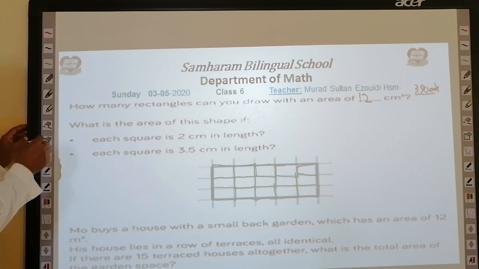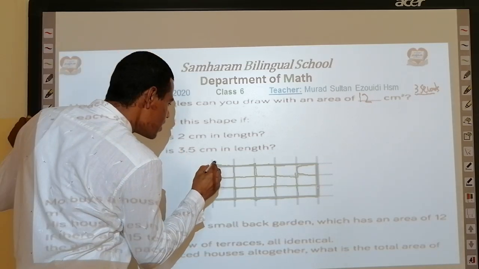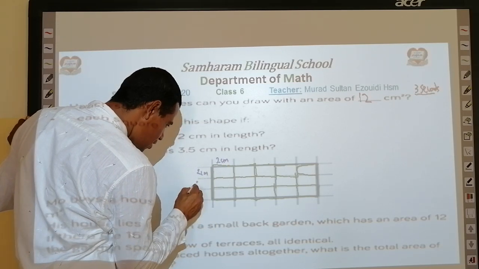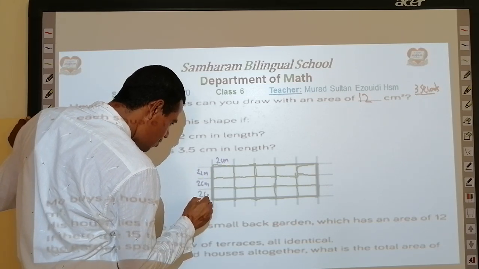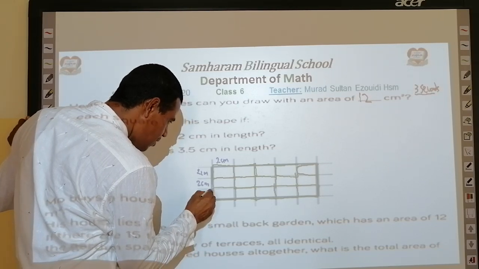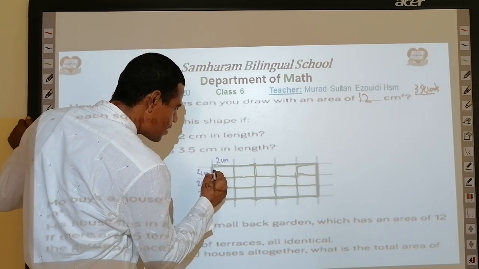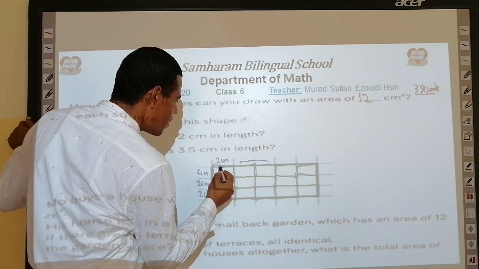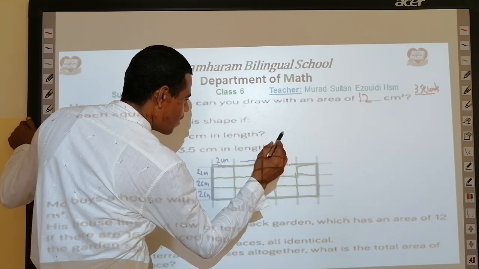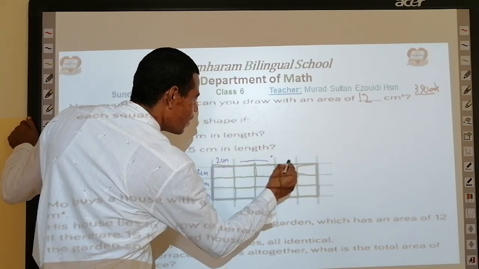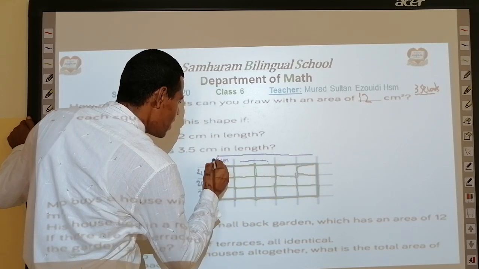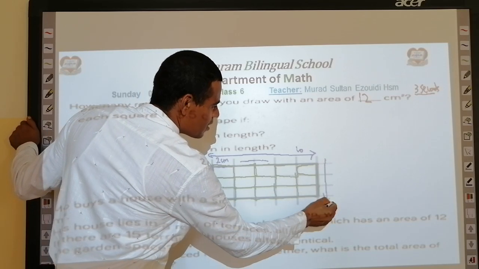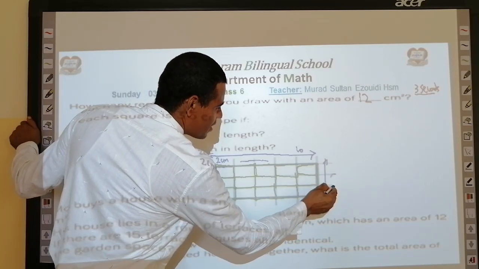What is the area of this shape if each square is 2 centimeters in length? So this one is 2 centimeters, this one also 2 centimeters. How many squares in fact? 1, 2, 3, 4, 5. So this one will be 10 centimeters. And this one, my learners, 2 plus 2 plus 2 is 6.